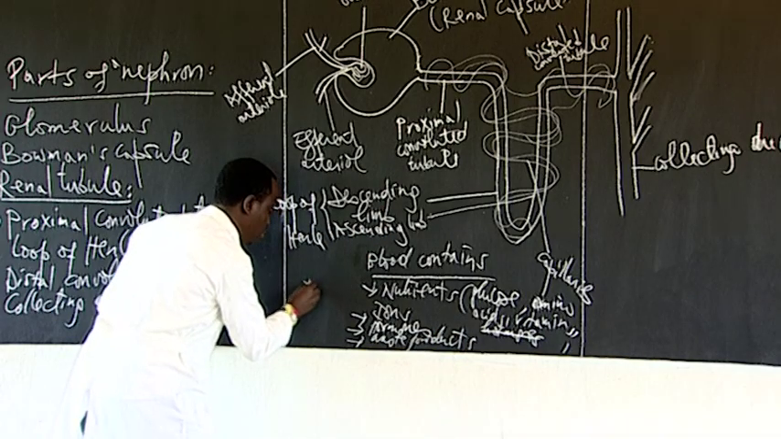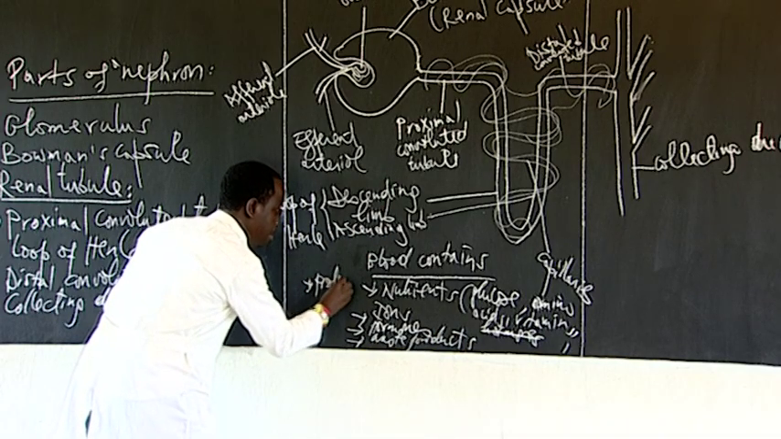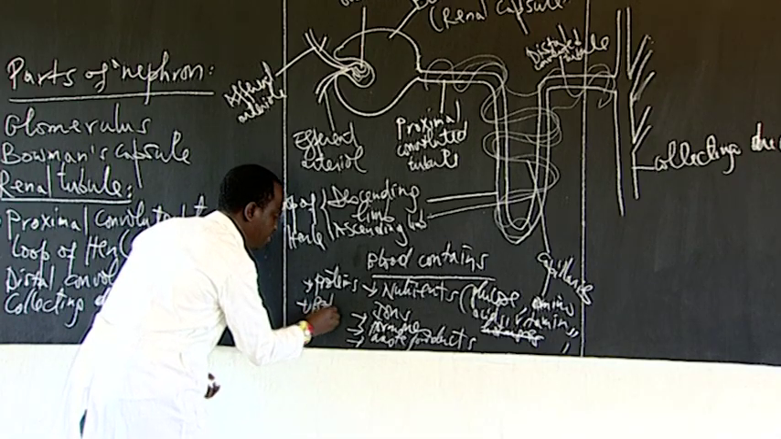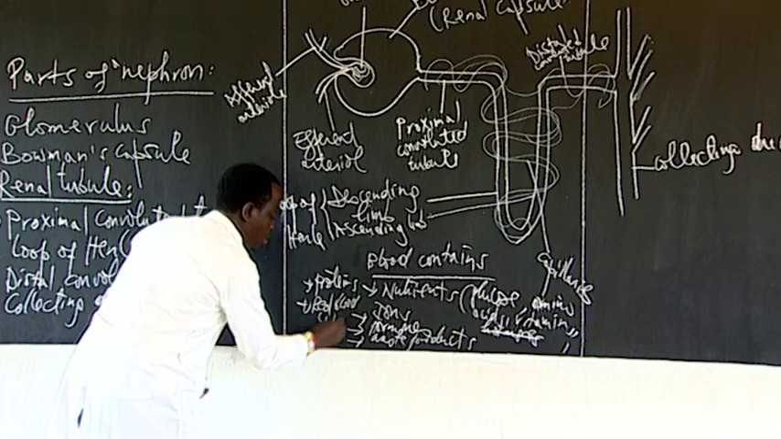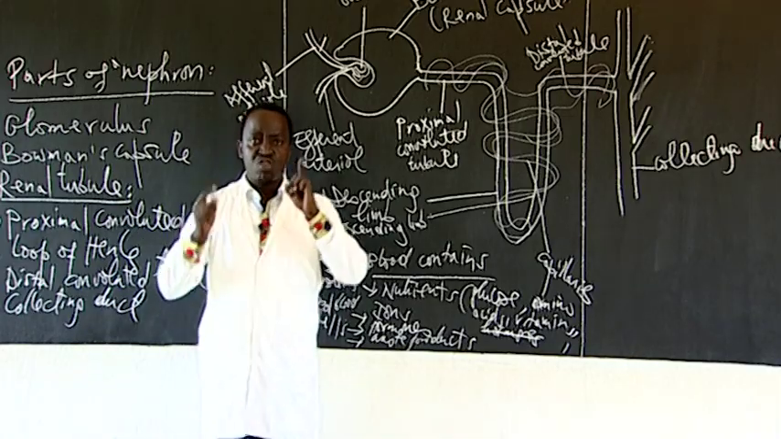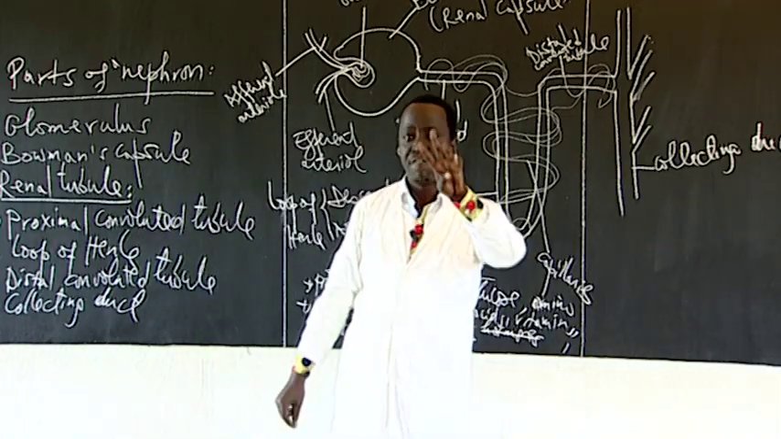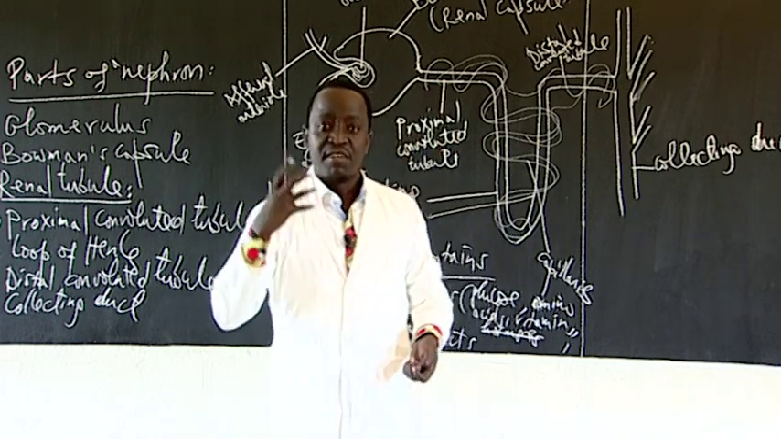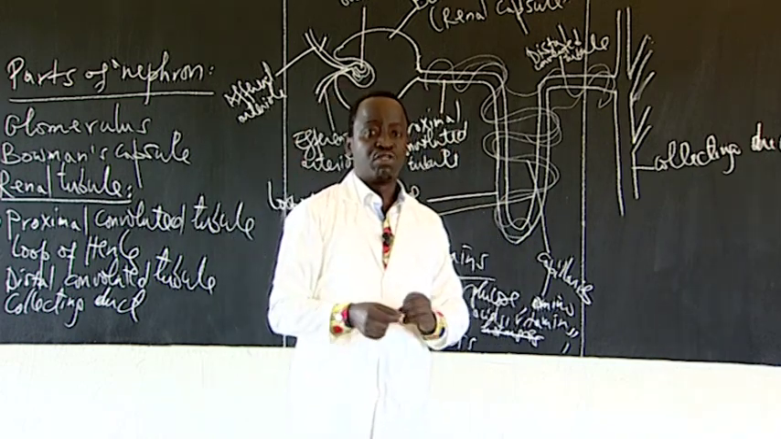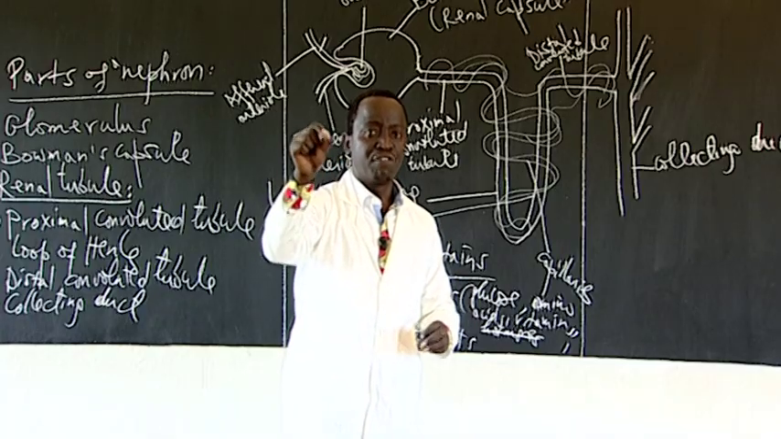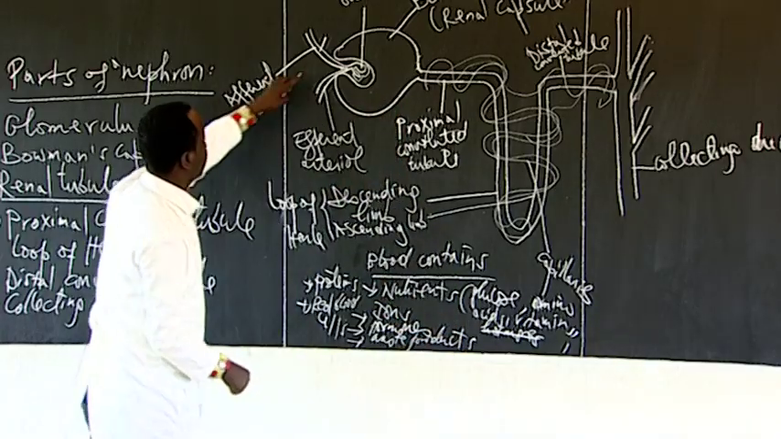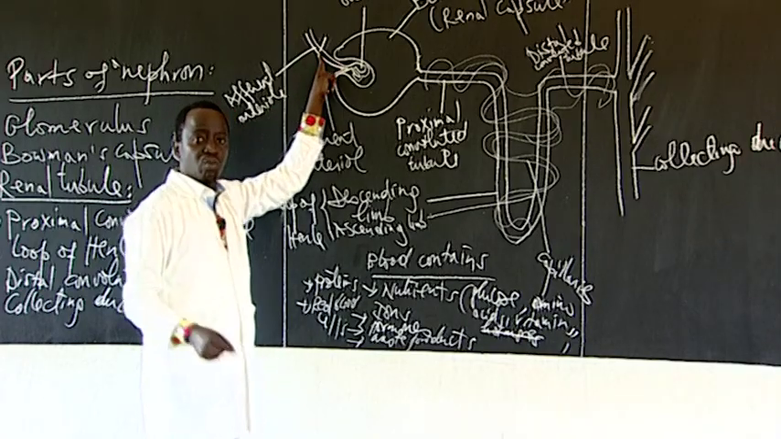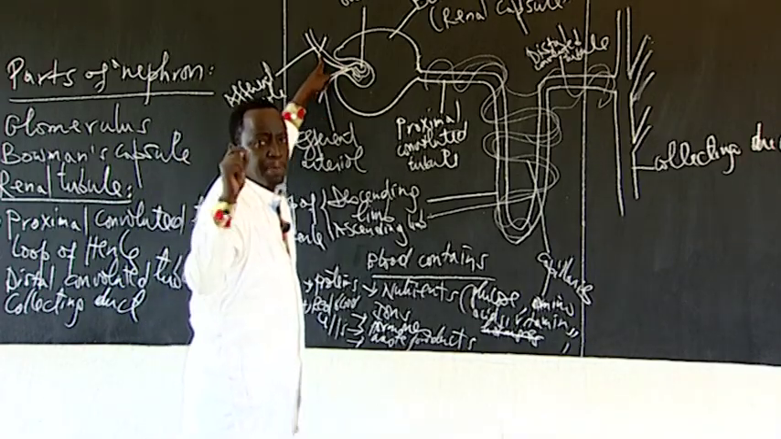We can also have proteins. In the blood we also have red blood cells. So what I want to say, during glomerular filtration, which is the first process of urine formation, when the blood comes, it goes to the renal artery, and then from the renal artery, the blood comes into this vessel called the afferent arteriole, which is a vessel that brings blood to the glomerulus.